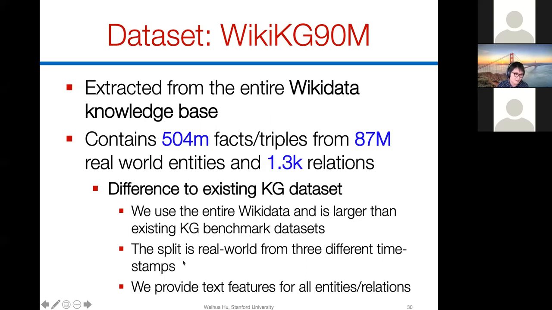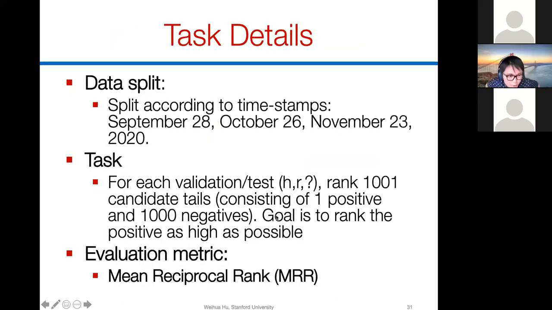Another difference is that we split the edges based on time. Existing work takes the entire knowledge graph and randomly samples 10% of the edges for testing. What we did is to consider the newly added edges and try to predict those, which is more realistic. And for our knowledge graph, we provide text features for entities and relations, while existing benchmarks do not provide those.